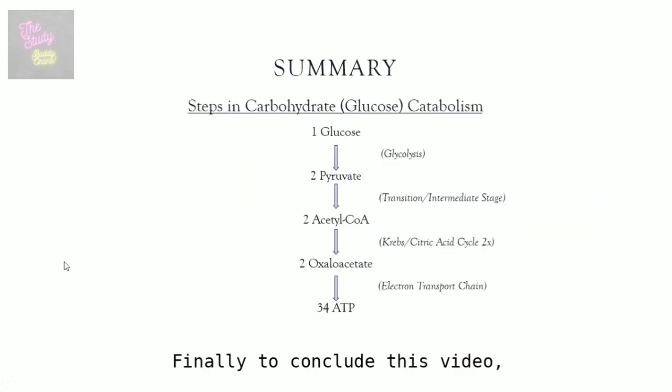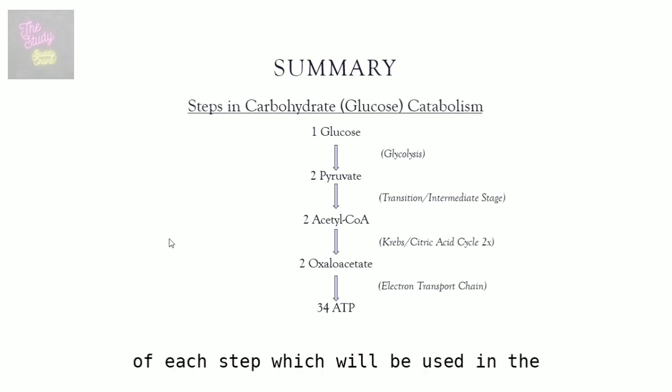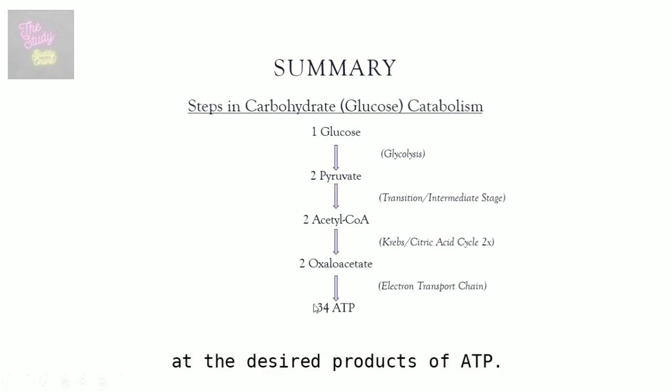Finally, to conclude this video, I'll leave you with a summary slide which basically shows the process of glucose catabolism from glycolysis all the way to the electron transport chain. It also shows the specific end products of each step, which will be used in the next step until you arrive at the desired products of ATP. Feel free to pause the video and take a screenshot if you need it.